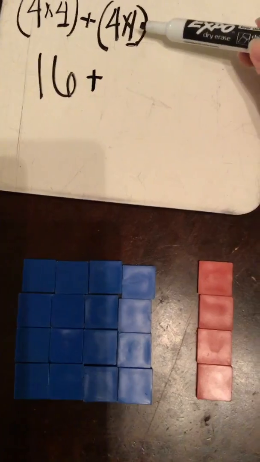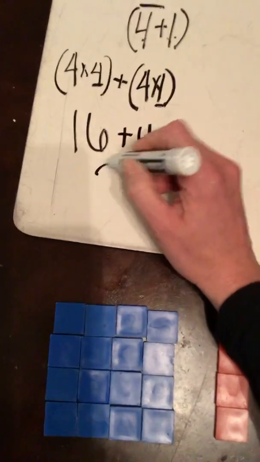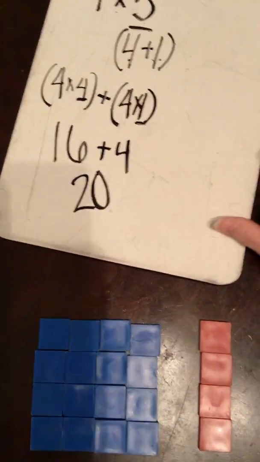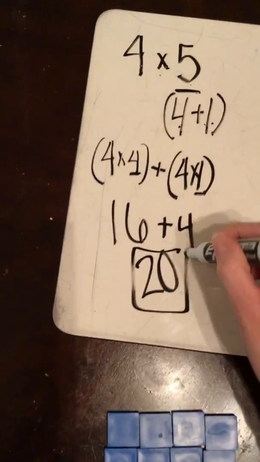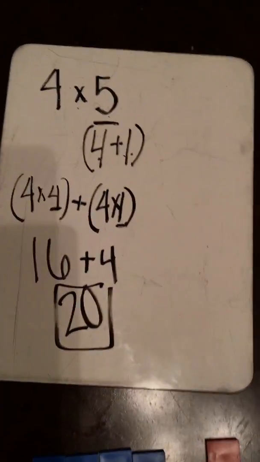And now 4 times 1 is simply 4. 16 plus 4 is 20. Our product is 20. Again, 4 times 5 is 20.